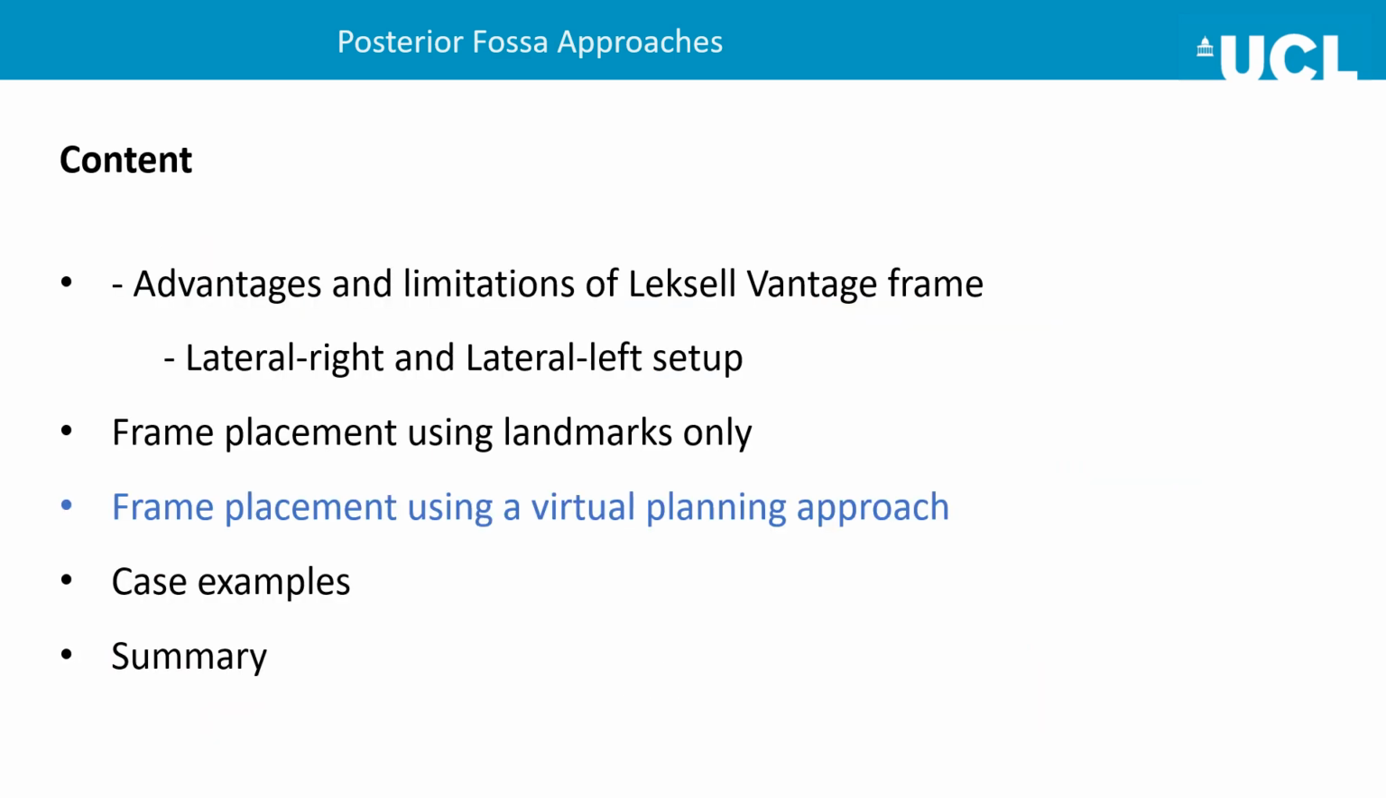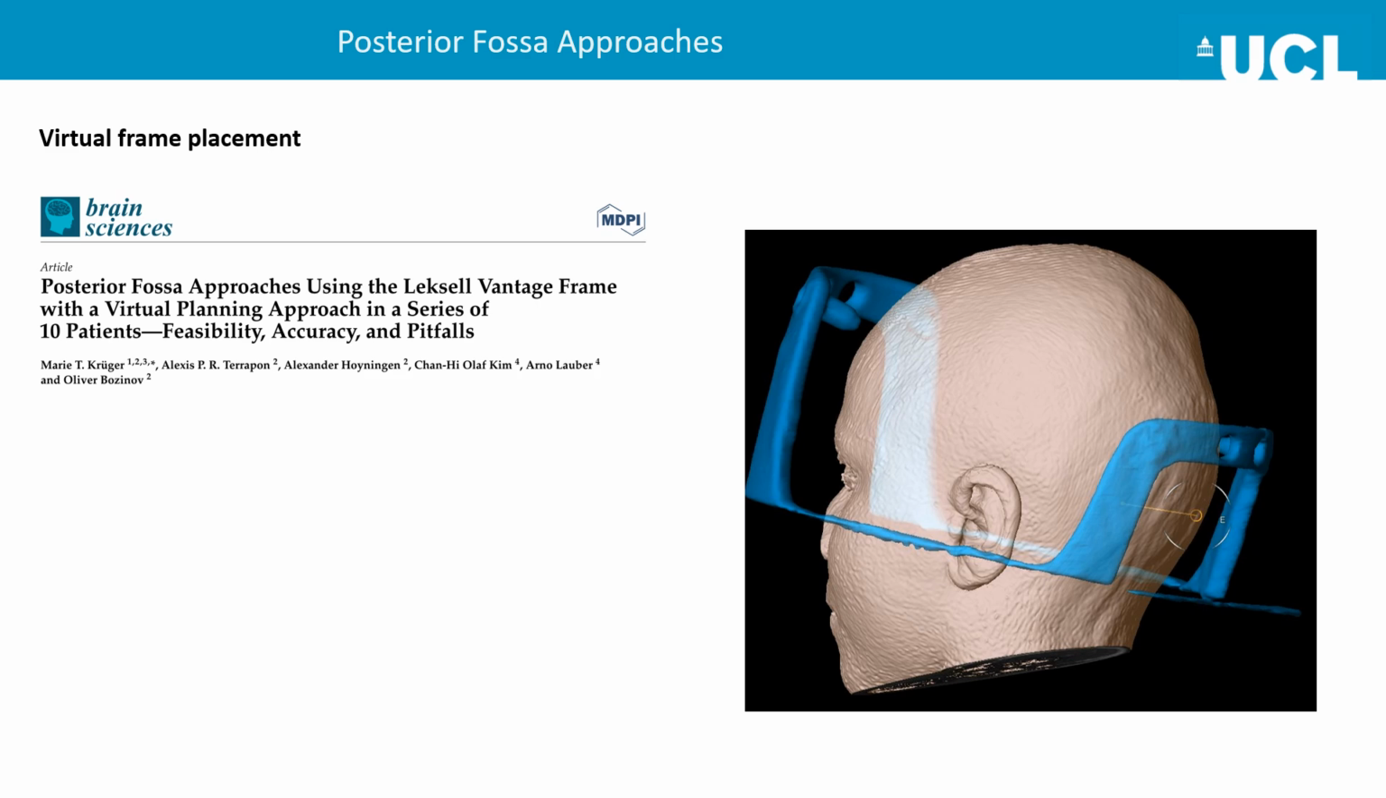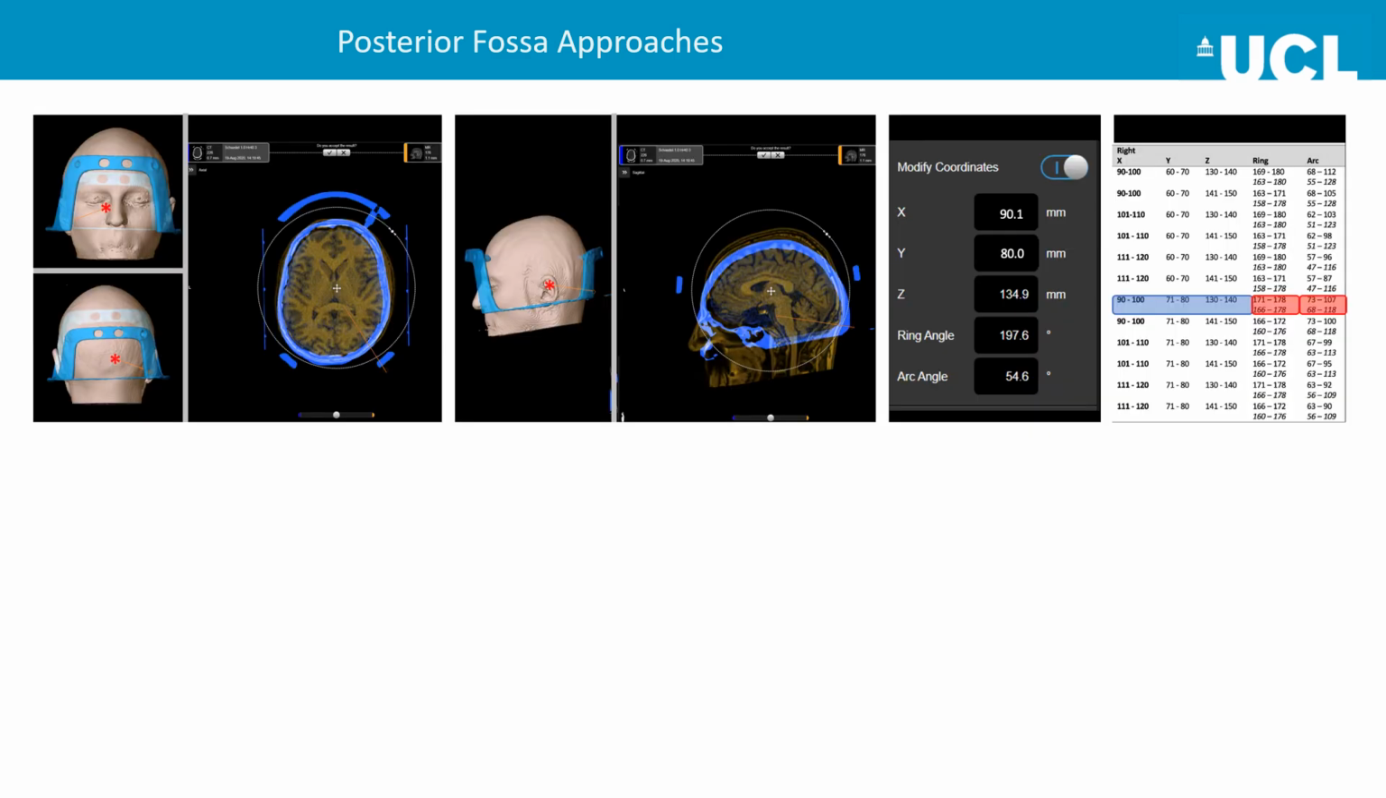And the second way of planning the frame placement is by using a virtual approach. Again, this is published here in this paper, but I will walk you through it in the next video later on. The way it works is that you fuse a CT to the patient's MRI, and it's important that the CT has the frame and the head box on, so that you get stereotactic coordinates.